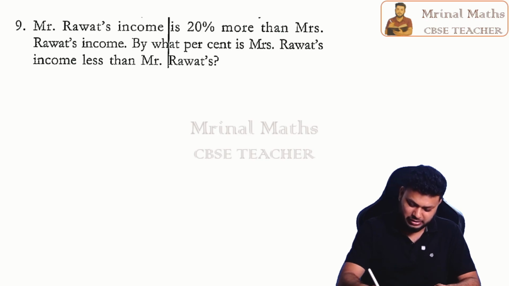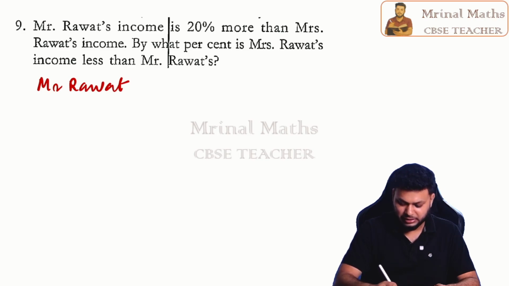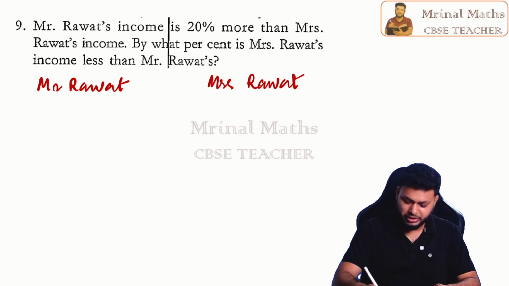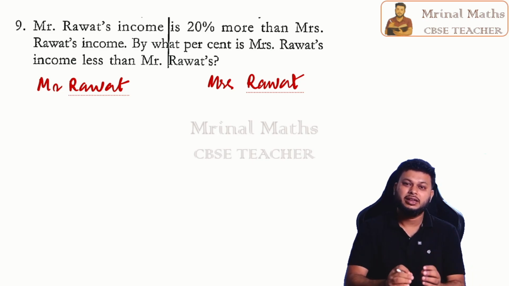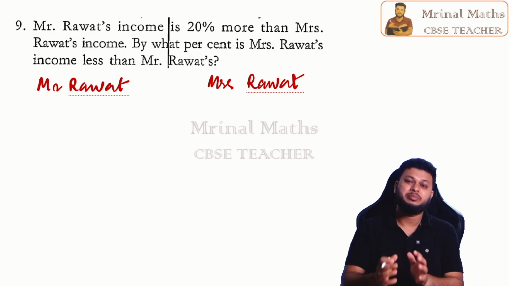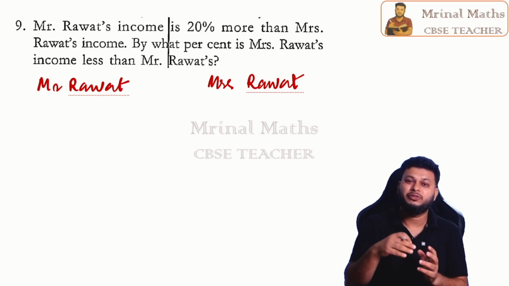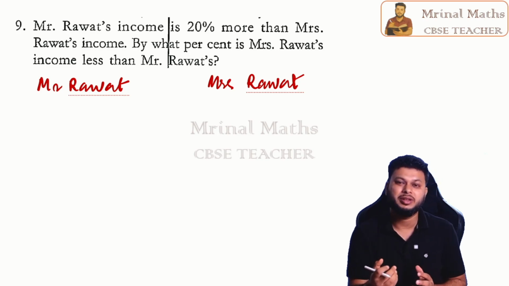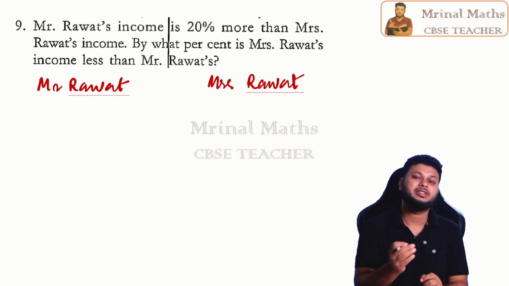So let me distinguish the characters first. One is Mr. Rawat, the other one is Mrs. Rawat. Now here they say that Mr. Rawat's income is 20% more than Mrs. Rawat's. For example, if Mrs. Rawat was earning 100 rupees, then Mr. Rawat will earn 120 rupees because it is 20% more.